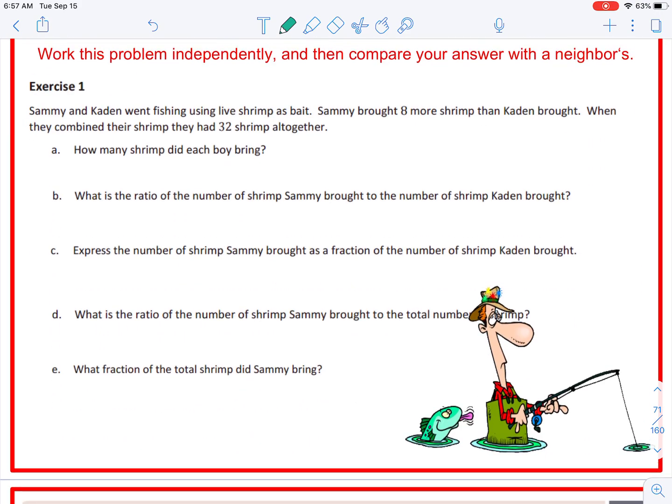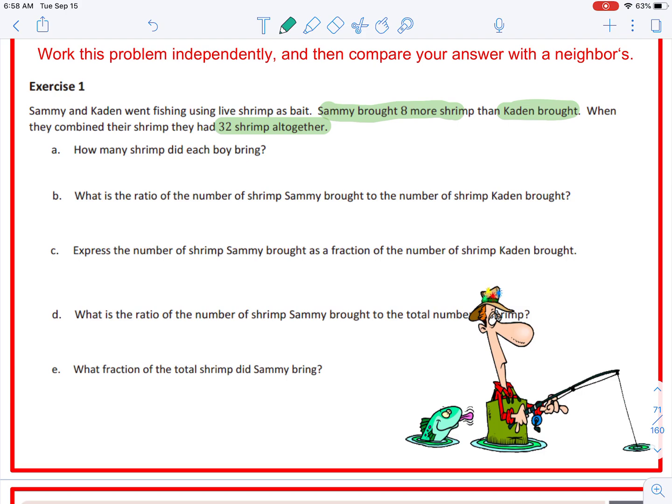Now, exercise 1 tells us Sammy and Kaden went fishing using live shrimp as bait. Sammy brought 8 more shrimp than Kaden brought. When they combined their shrimp, they had 32 shrimp altogether. So, how many shrimp did each boy buy? Well, they both bought 32 combined. And Sammy brought 8 more than Kaden brought. So we have to figure out two numbers that add up to 32. And Sammy's number is 8 more than Kaden's number.